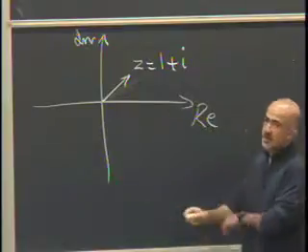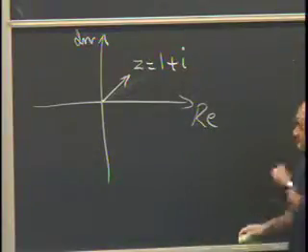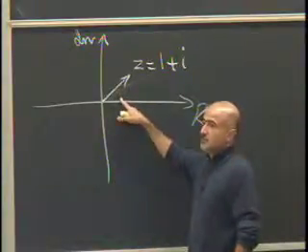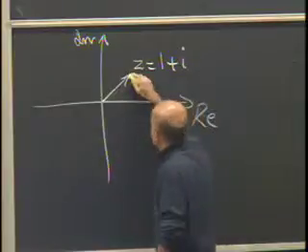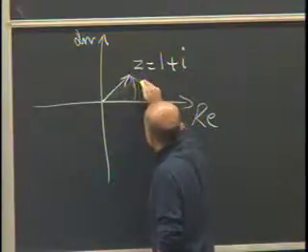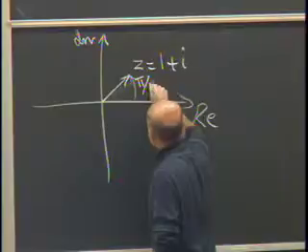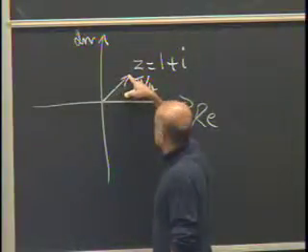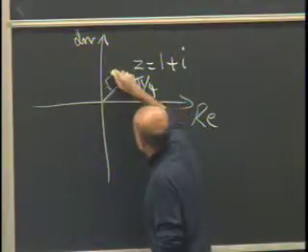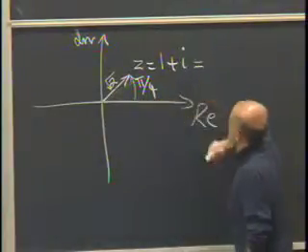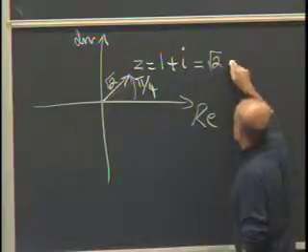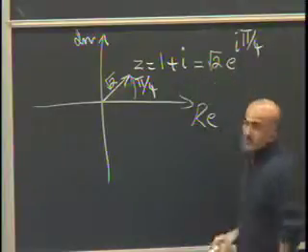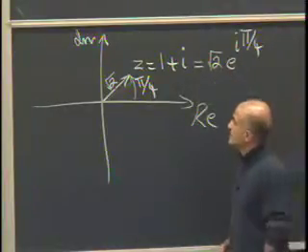Multiply this number by i. What's the angle? 45 degrees. Or pi over 4. And what's the radius? It's root 2. So, in other words, the polar representation of this number is e to the i pi over 4 times root 2. Okay? Now multiply this number by i.